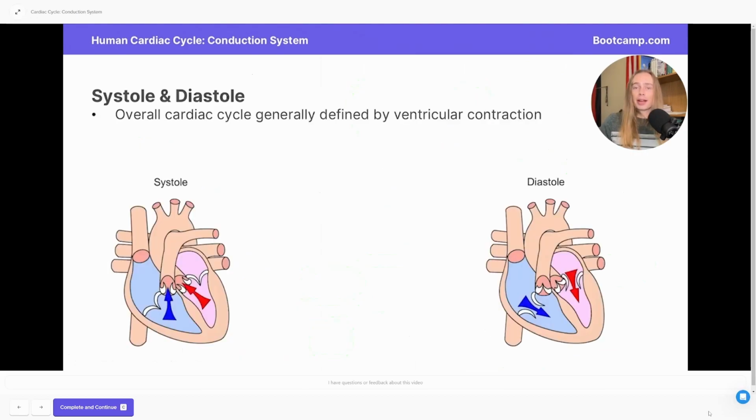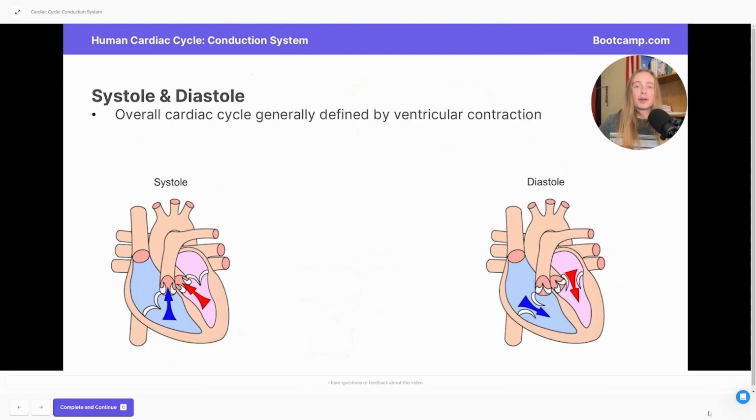Now that we've talked through cardiac conduction, we need to address two terms, systole and diastole. Although the atria and ventricles both have distinct phases of systole and diastole, the overall cardiac cycle is generally defined by ventricular contraction. This means that the overall cardiac cycle can be said to be in systole if the ventricles are in systole. We can see an example of systole here on the left.